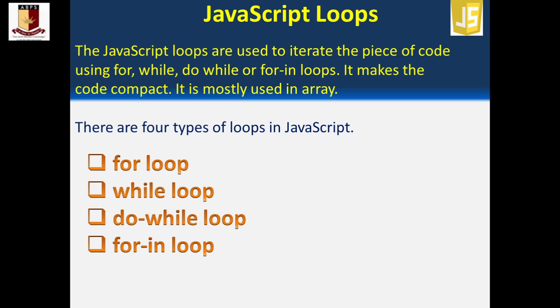Now, JavaScript loops are used to iterate or loop a piece of code using for, while, do while, or for in loops. It makes the code compact, and it is mostly used with arrays when you have to use the same type of values again and again. In such a situation, you can use looping statements. Let me tell you one simple example.